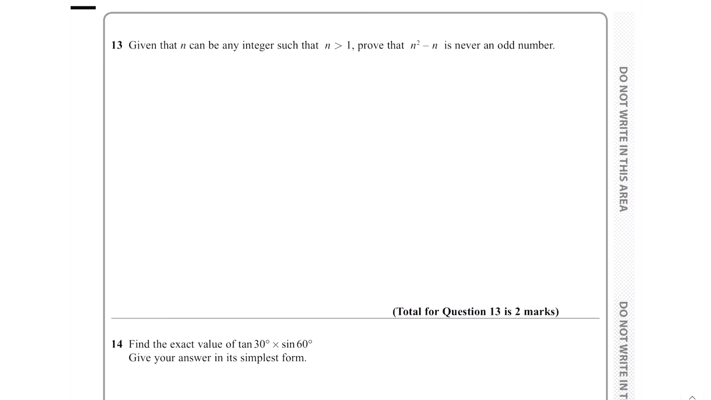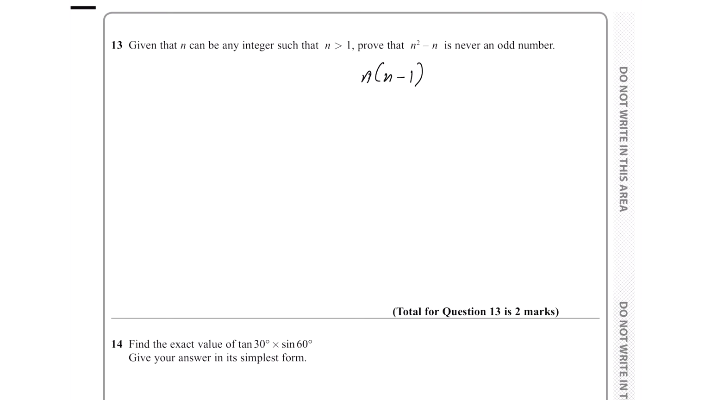Given that n can be any integer that is more than 1, prove that n squared minus n is never an odd number. So you can factorize this and it becomes n(n minus 1). So you're essentially multiplying two numbers one after another. So if this was 3, this would become 2. If this was 4, that would become 3.